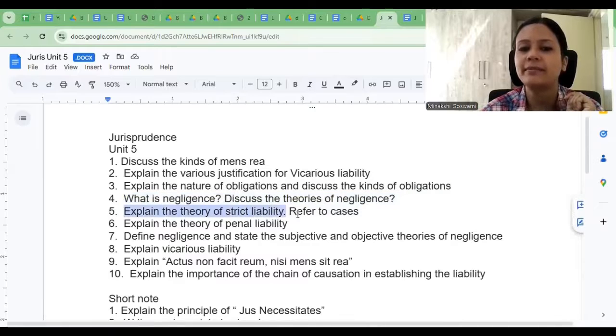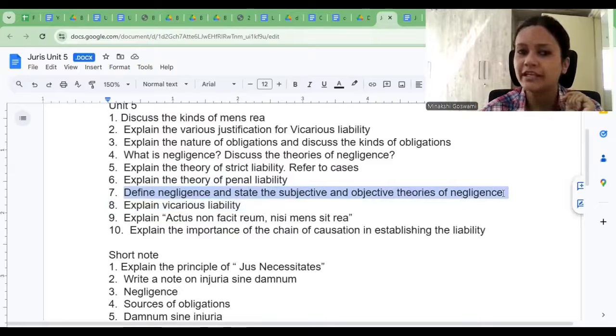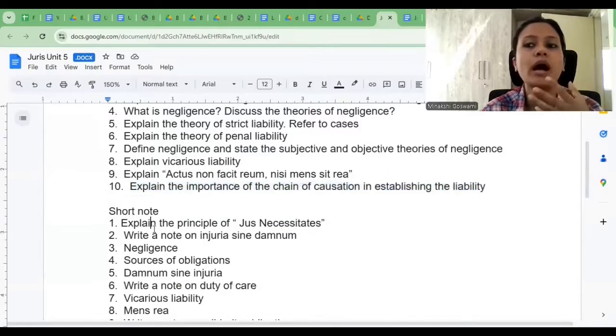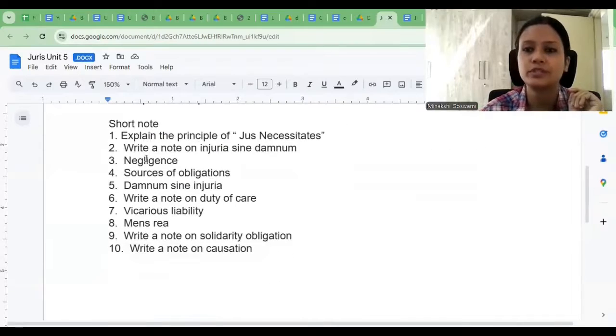Explain the theory of strict liability with the help of cases. Explain the theory of penal liability. Define negligence and state the subjective and objective theories of negligence. Explain vicarious liability. Explain actus non facit reum nisi mens sit rea. Explain the importance of chain of causation in establishing the liability. So, how does chain of causation help in establishing liability? All these are probable questions or commonly asked questions from your Unit 5 of Jurisprudence.